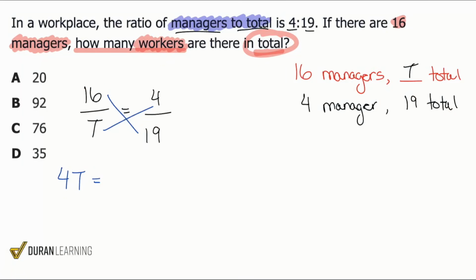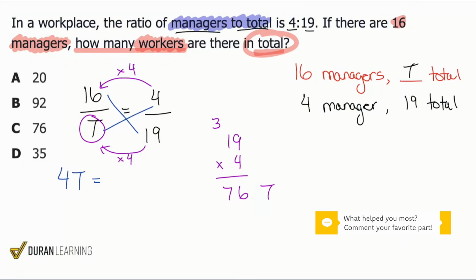So in lieu of not wanting to do that long arithmetic, we'll notice that, hey, if I'm trying to get to T, I can try to go from top to bottom, which 4 doesn't really go into 19 cleanly. But I could try right to left. Guess what? 4 to 16, that's times 4. So 19 times 4, let's see what that is. And we're done. 9 times 4 is 36, carry the 3. 1 times 4 is 4, carry the 3 is 7. And that is 76. That is 76 total employees or workers.